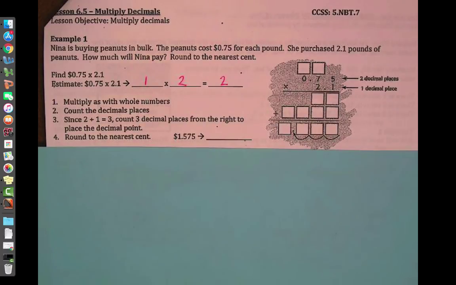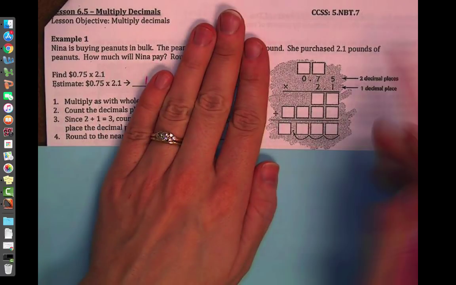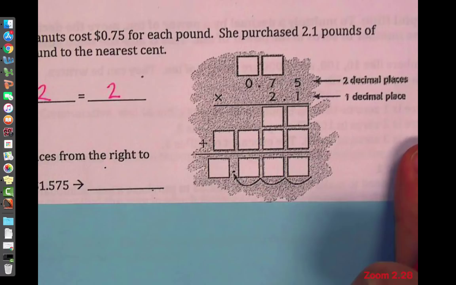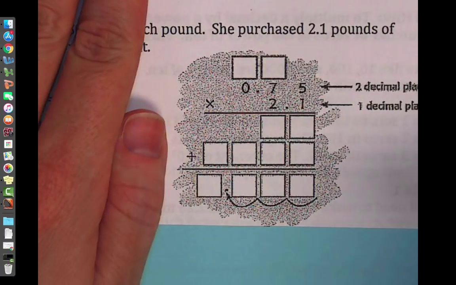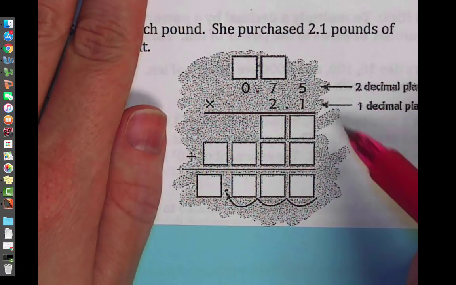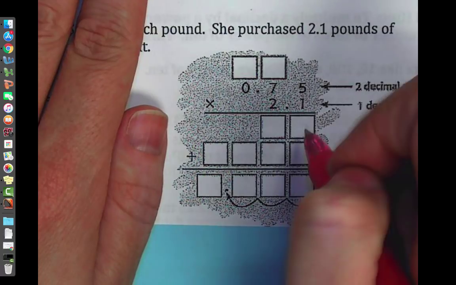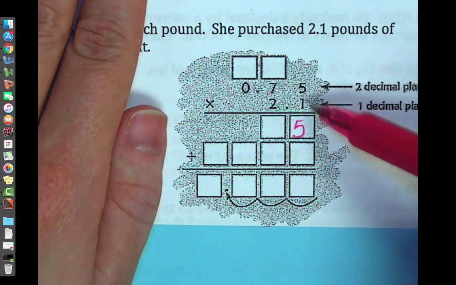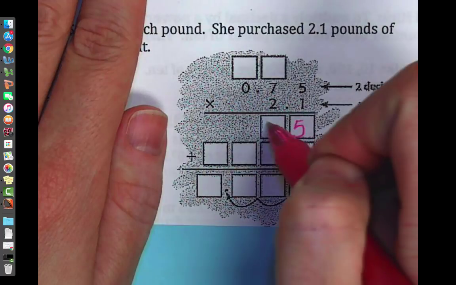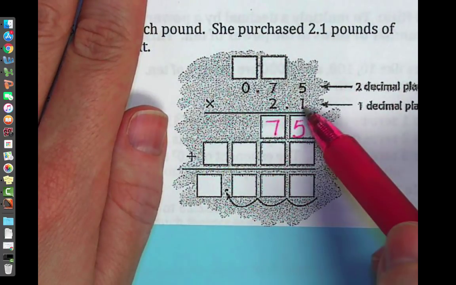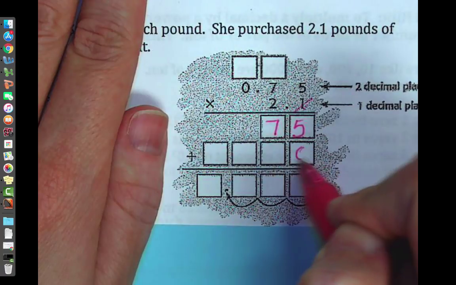Okay, so going from here, it says that we are going to multiply as with whole numbers, and we did this before when we took our decimal times our whole number. So ignore the decimal points, multiply like you would if there were no decimals. So if there were no decimals, this would be 75 times 21. Okay, so let's multiply. 1 times 5 is 5. 1 times 7 is 7. Okay, so we're done with our 1. So we add our magic 0.